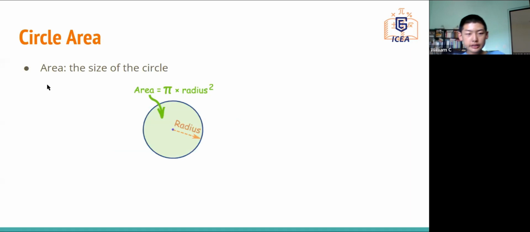The area is the size of a circle. It is pi times the radius squared. The radius is the distance from the center of a circle to the edge of the circle. The orange line with an arrow on it is the radius of the circle. All radiuses are the same because the center of a circle is directly in the center.